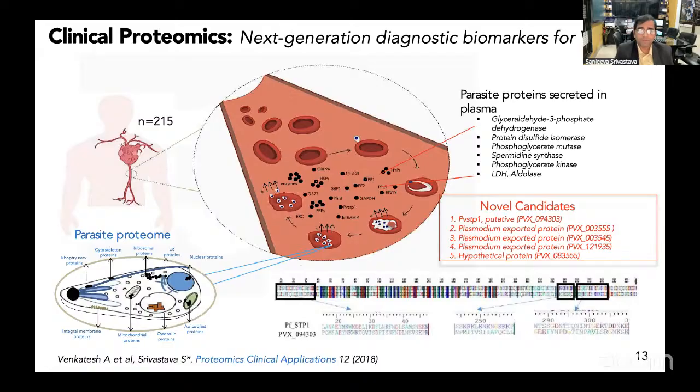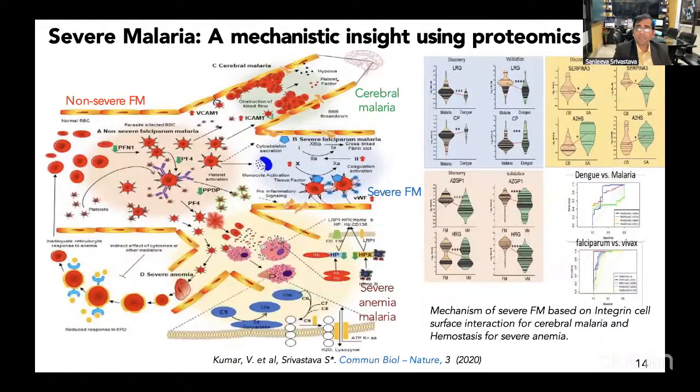So now you see, you start from the unbiased large number of clinical samples, look at the potential targets, do bioinformatics, see what is novelty, validate them, and then take them to the next level of translation. Additionally, we were also interested to know what type of complications malaria patients have and whether we can identify some specific pathways to depict that biology.